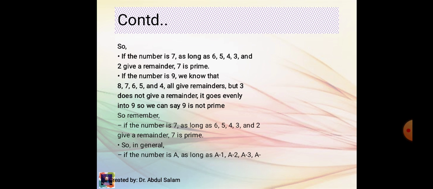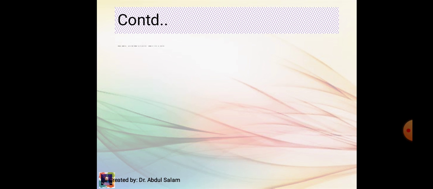So in general, if the number is A, as long as A minus 1, A minus 2, A minus 3, A minus 4 up to 2 give a remainder, A is prime. Program: prime.